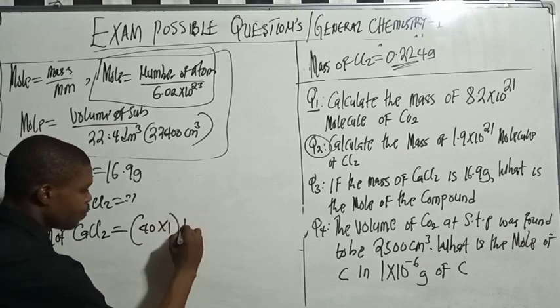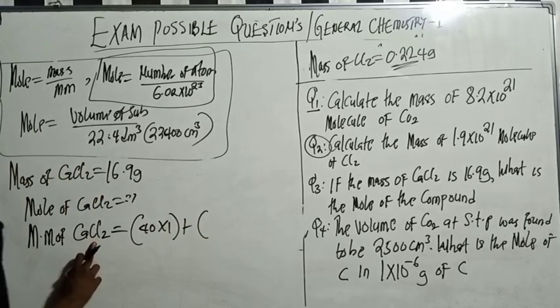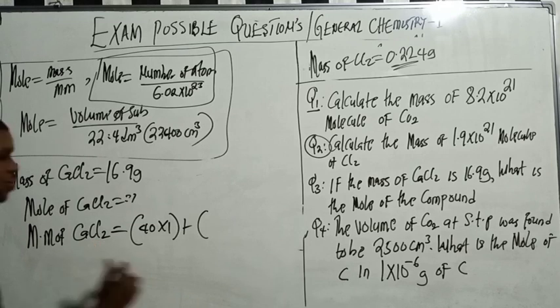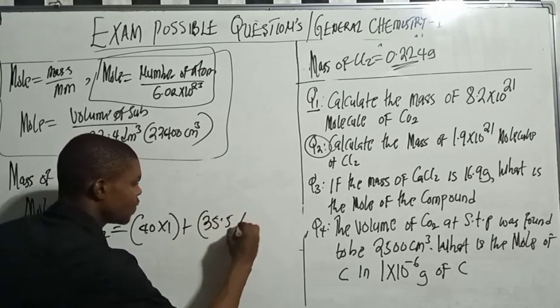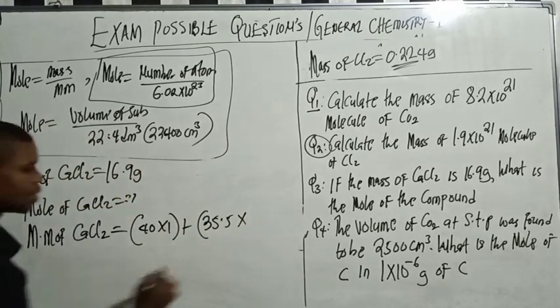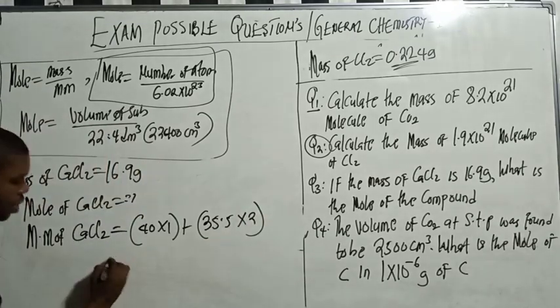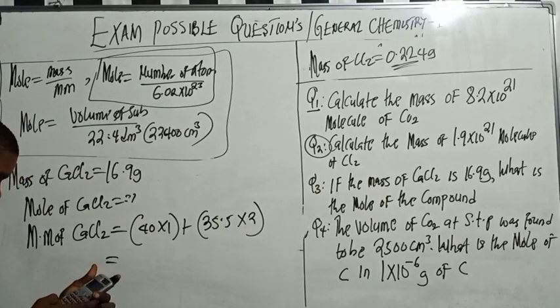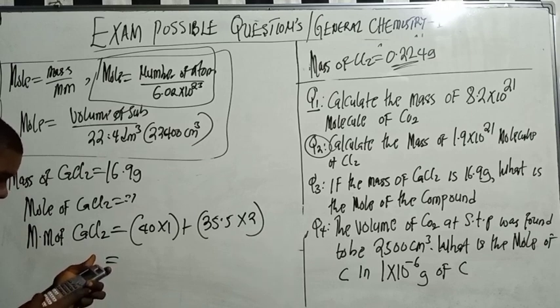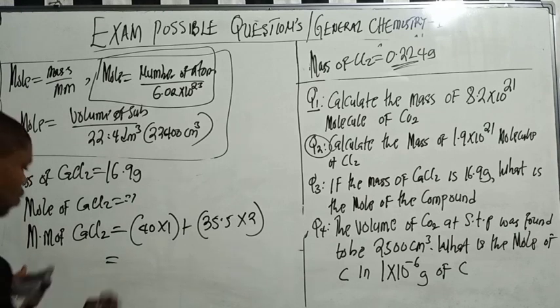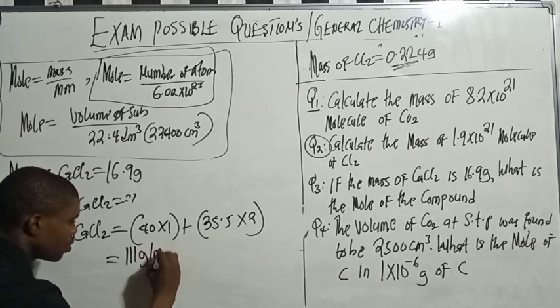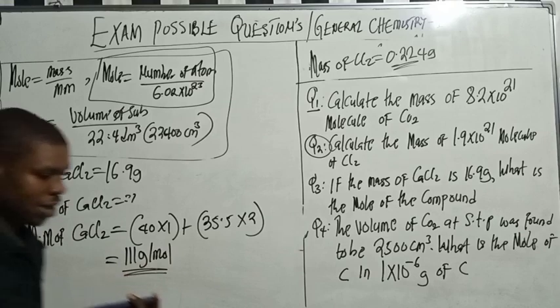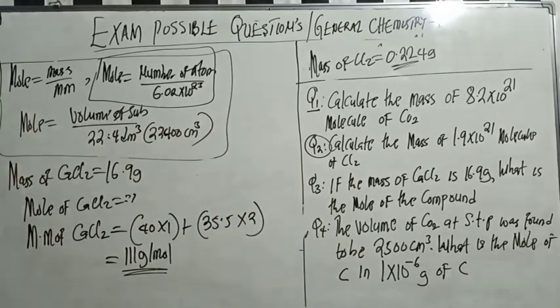40 times 1 plus, now chlorine is 35.5 times 2. So punch it into your calculator to get your answer: 35.5 times 2 plus 40. So here we have 111 grams per mole, right?